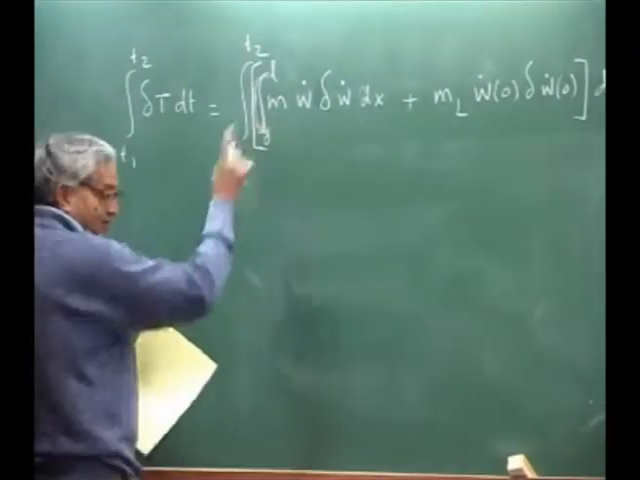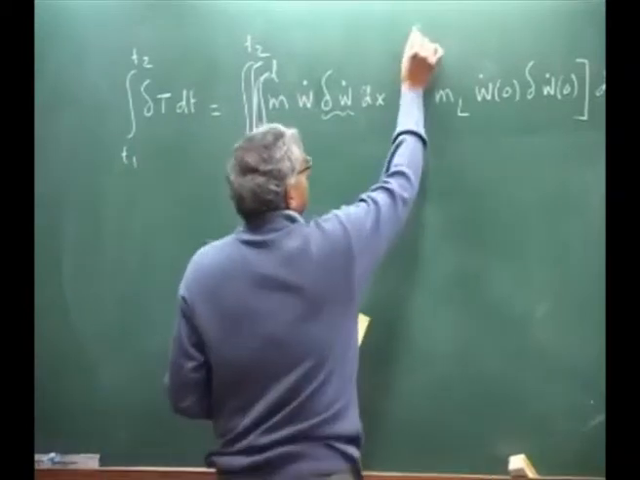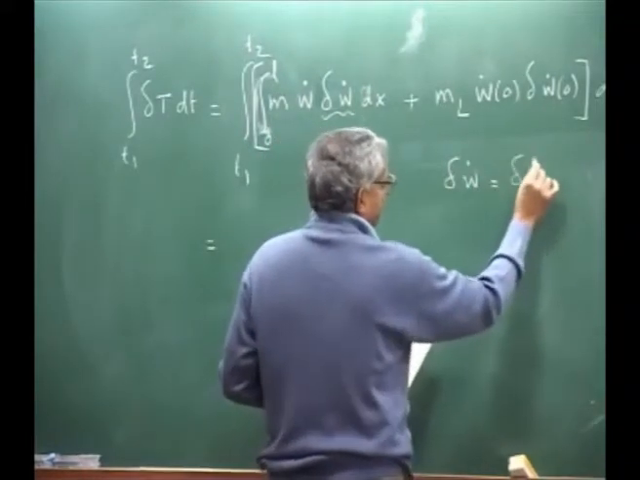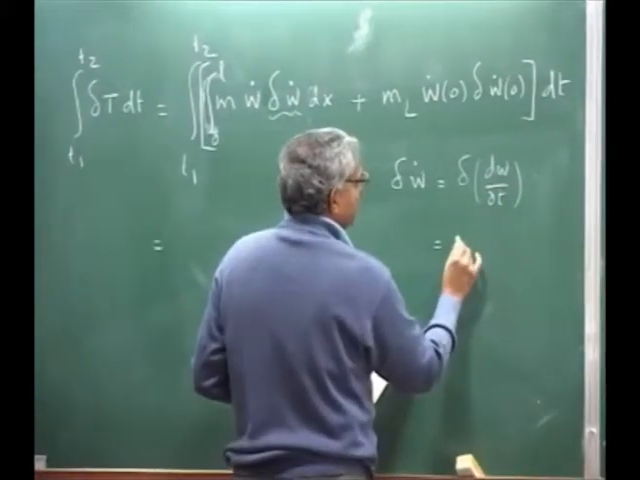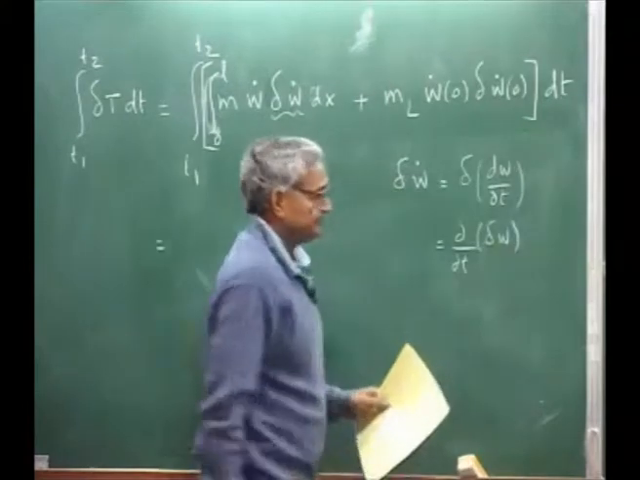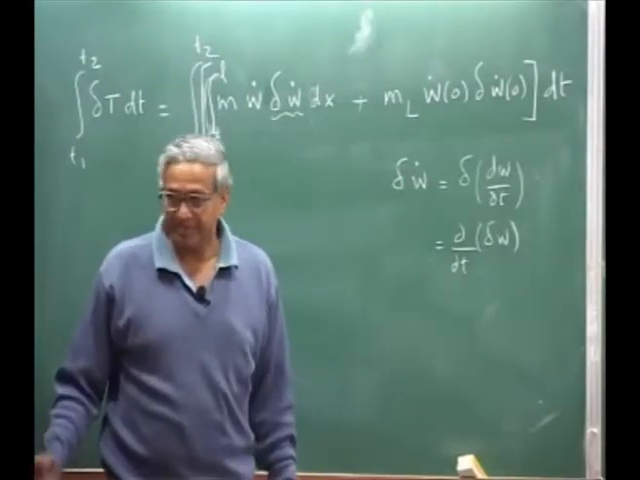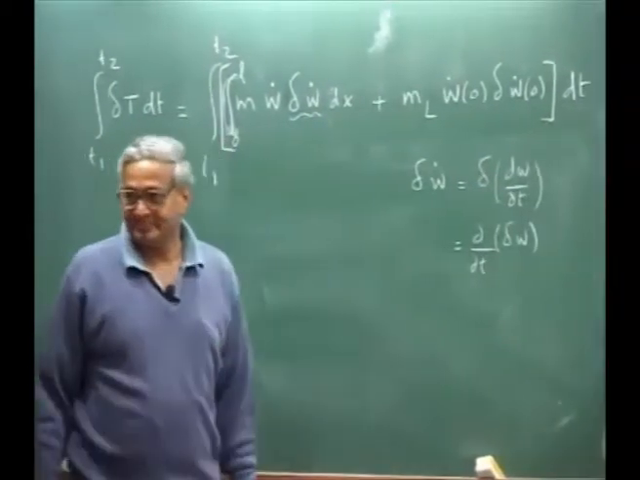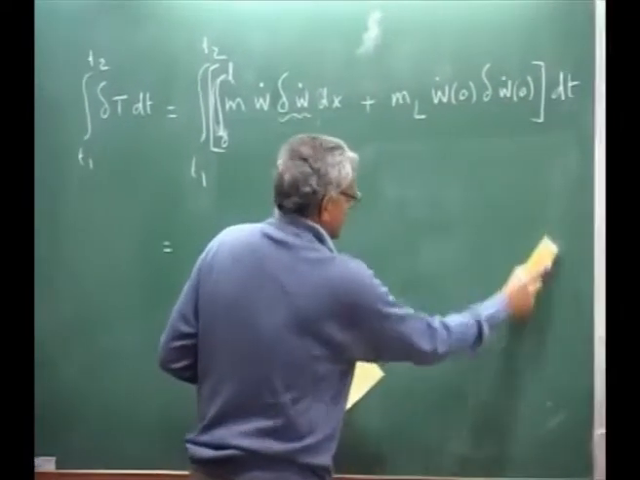If I integrate by parts, what I will do is, delta w dot is nothing but delta of delta w by delta t, which I am writing as delta by delta t of delta w, because w is a function of x and t. That's why I put a partial derivative. Now what you can do is this into dt, I can integrate by parts. So I do integration by parts.